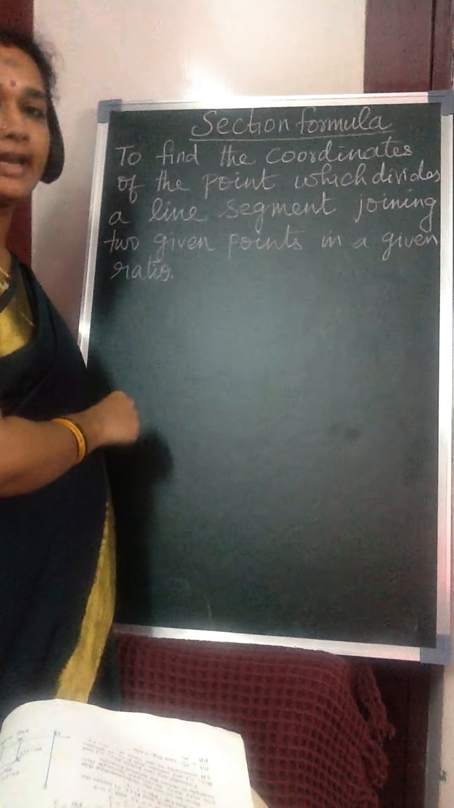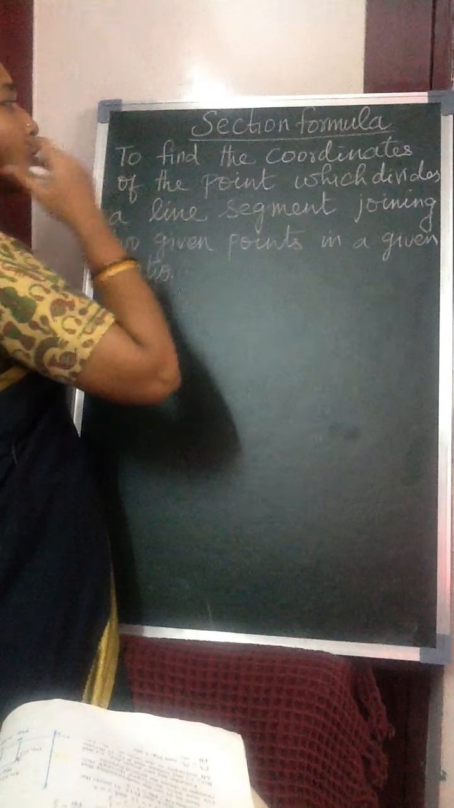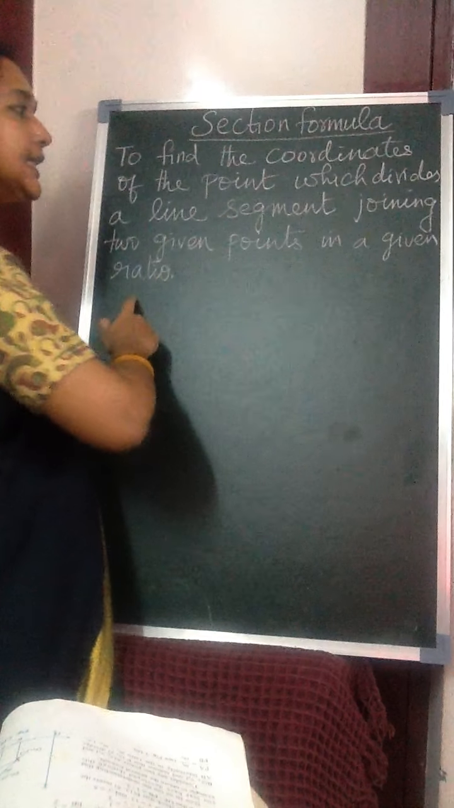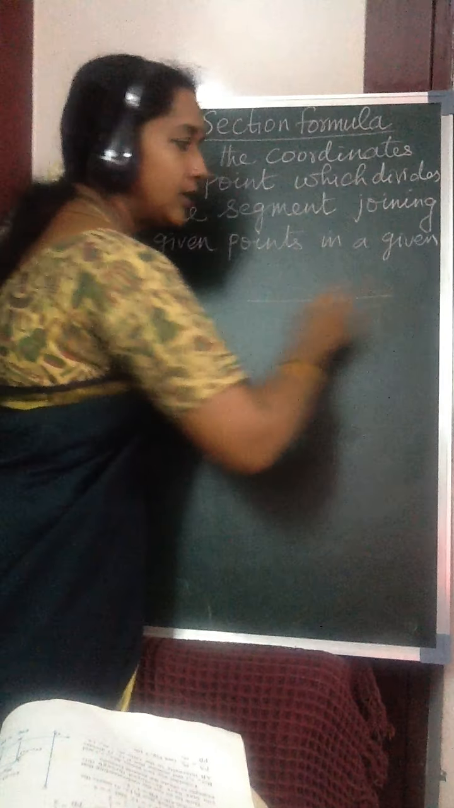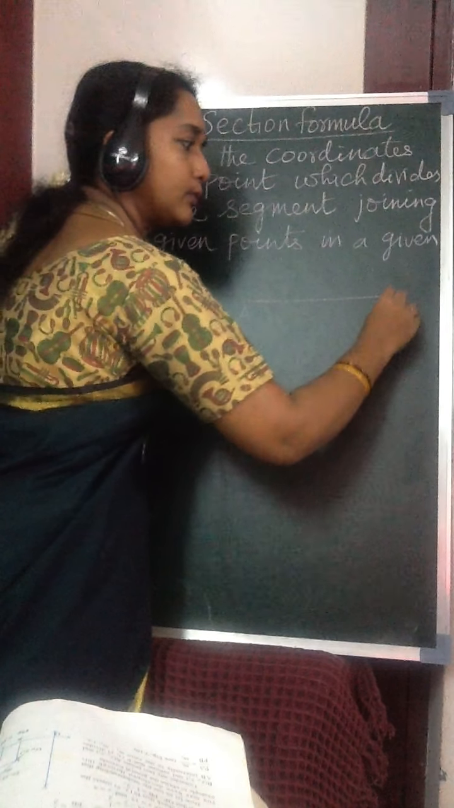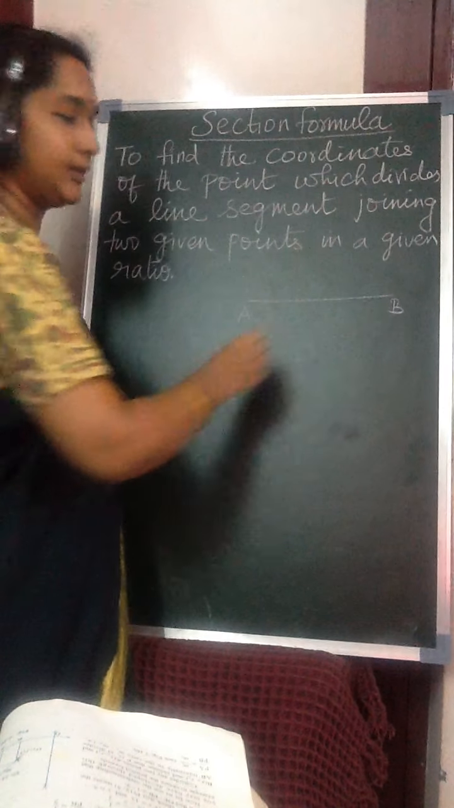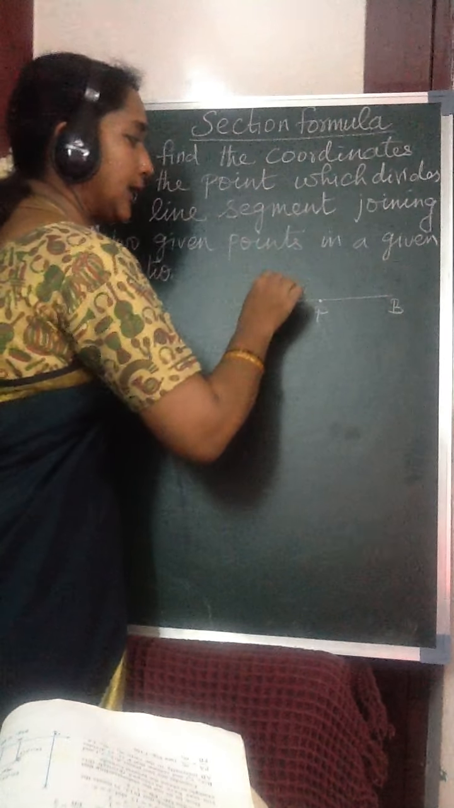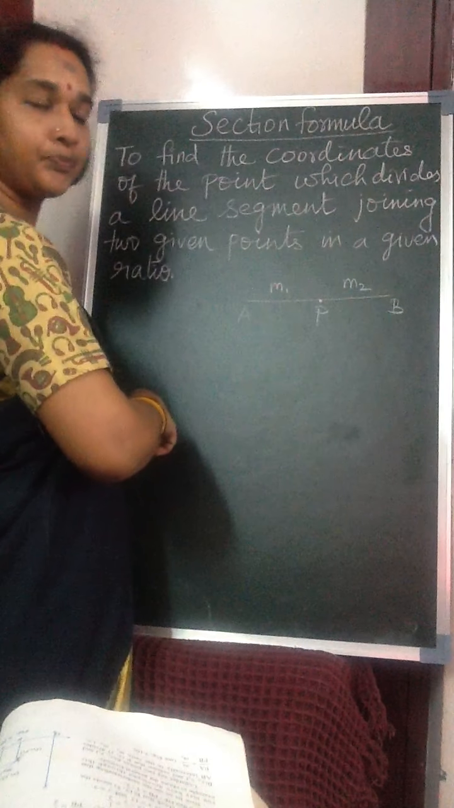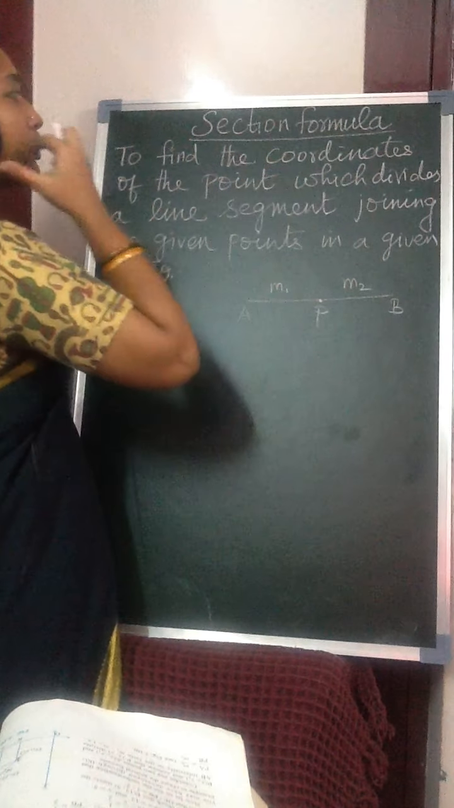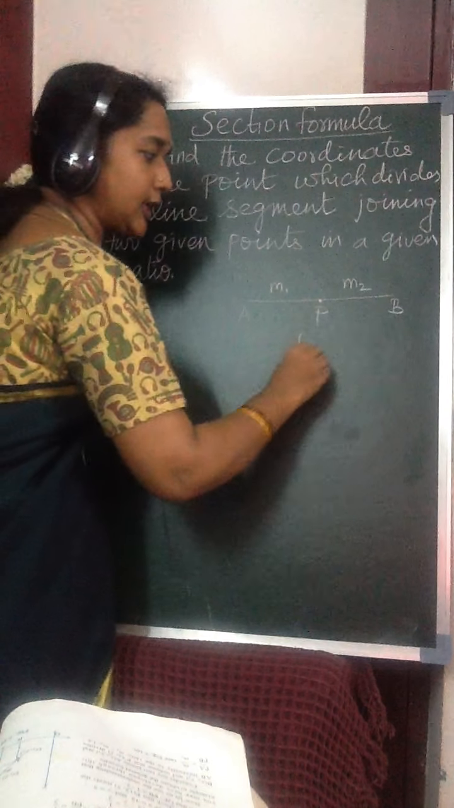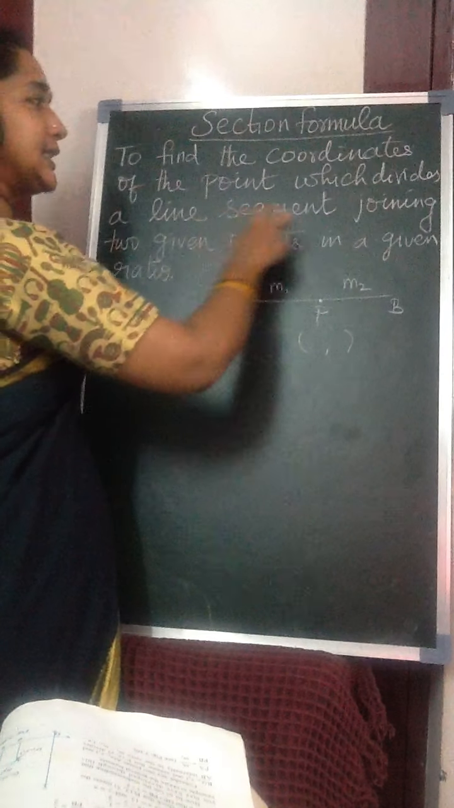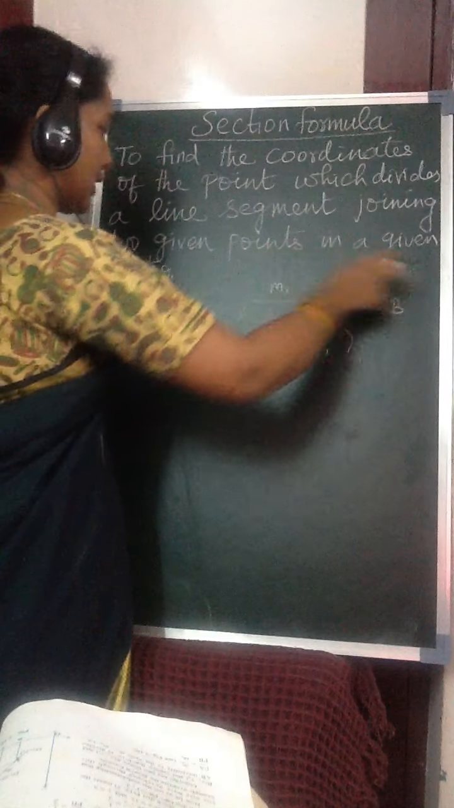In this video, we will derive the section formula to find the coordinates of the point which divides a line segment joining two given points in a given ratio. That means when you take a line segment, for example, AB is the line segment, and P is the point that divides the line segment in the ratio M1 and M2. So, you will be finding the coordinates of the point which divides a line segment joining two given points in the given ratio.